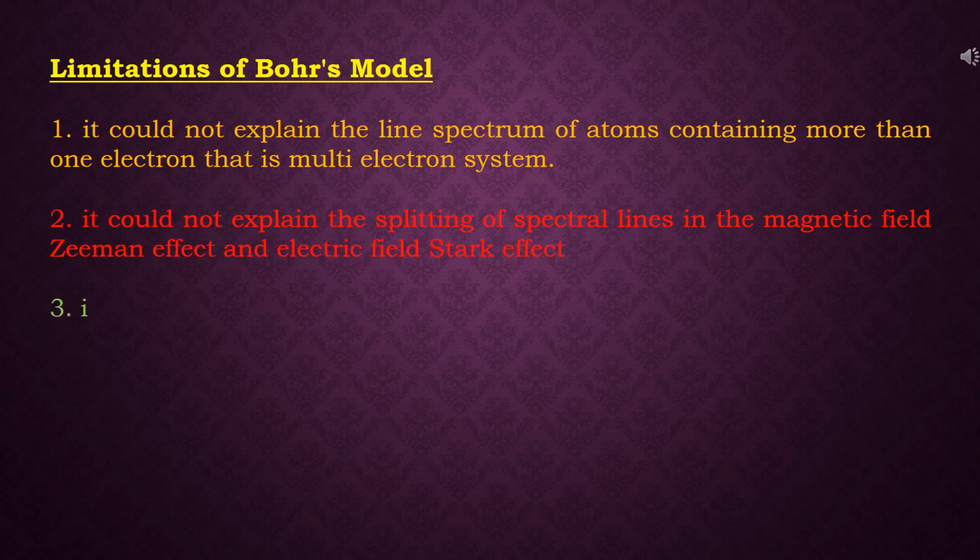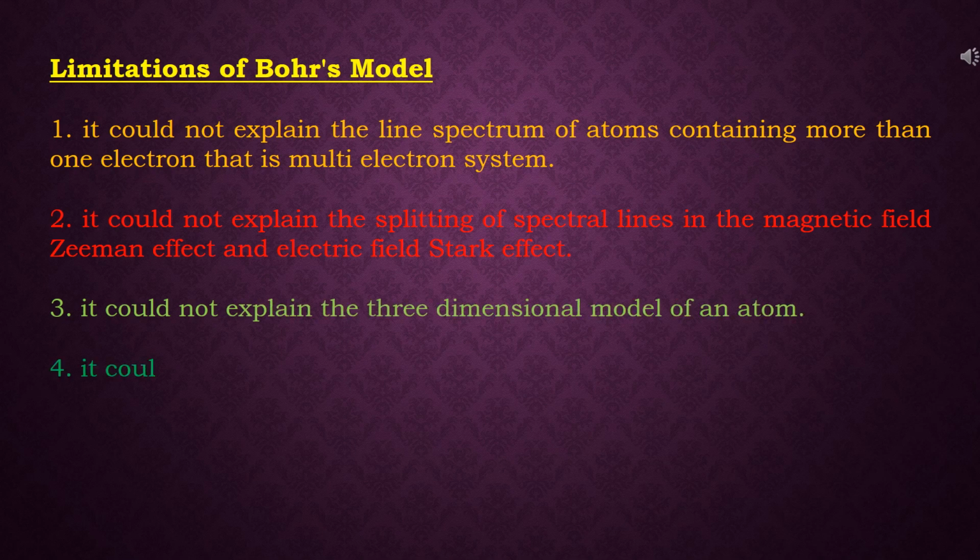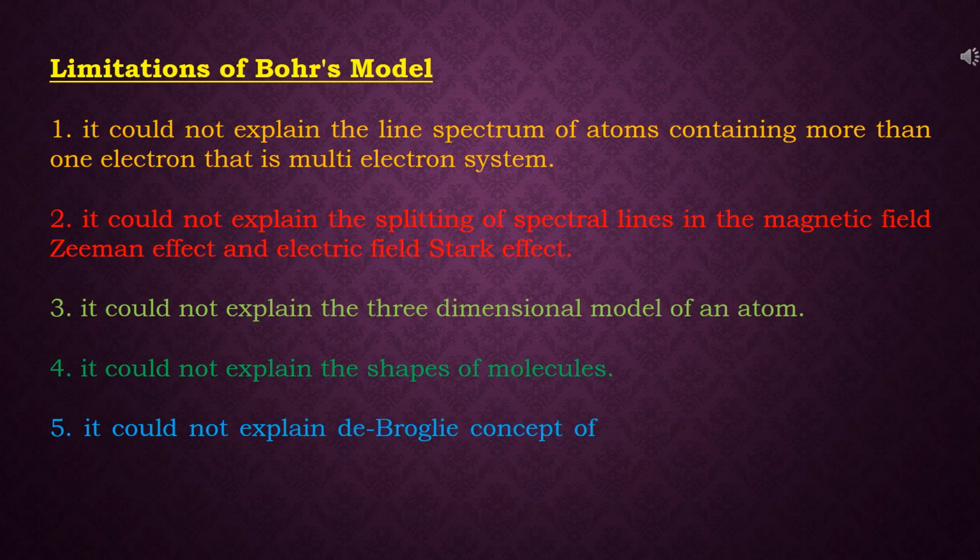Third is, it could not explain the three-dimensional model of an atom. Fourth, it could not explain the shapes of molecules also. And fifth is, it could not explain de Broglie's concept of dual nature of matter and Heisenberg uncertainty principle.